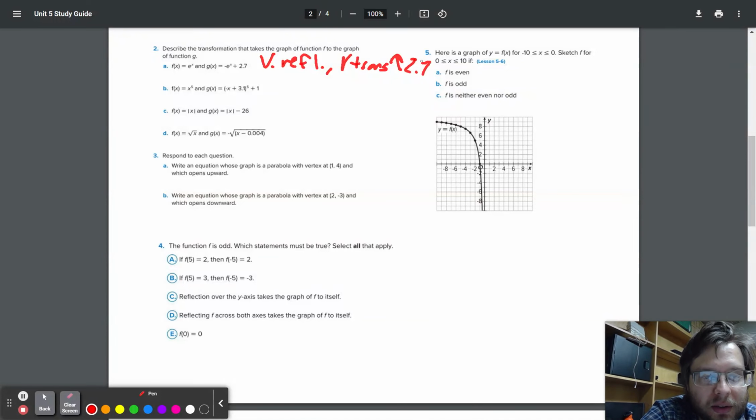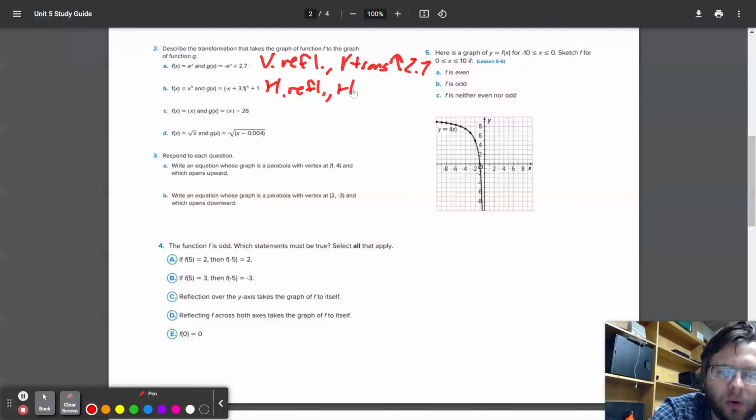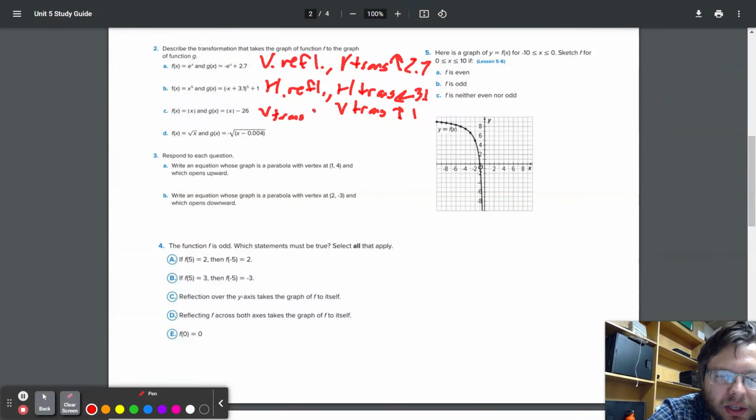For part B, there's a couple different things going on. This time the negative's on the inside, so that's a horizontal reflection. There's a plus 3.1, so that's a horizontal translation left 3.1, and there's a plus 1 on the outside, so that's a vertical translation of up 1. For part C, there's only one thing going on, vertical translation down by 26.